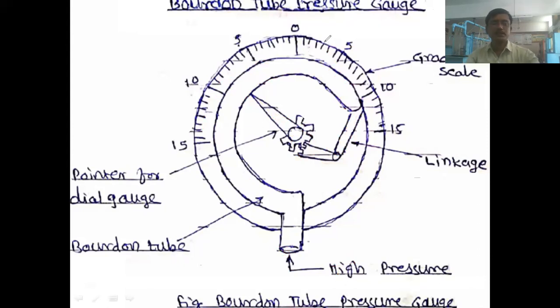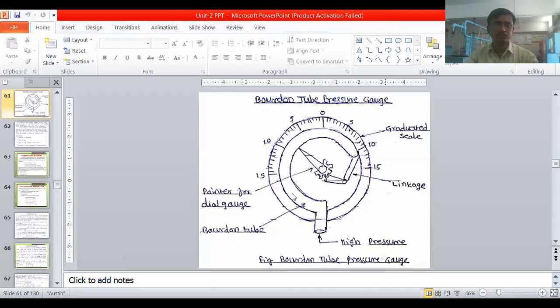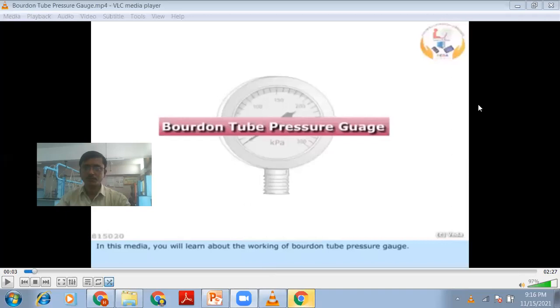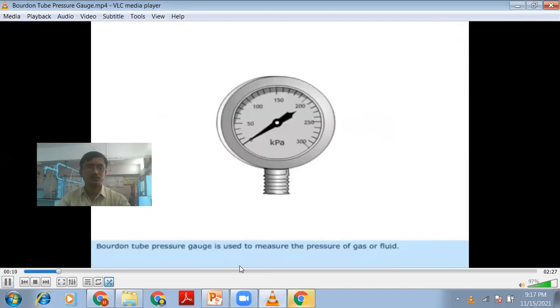It's a simple working that I will show you here through the video. In this video, you will learn about the working of the Bourdon tube pressure gauge. Is the screen visible to all? Yes. Is it visible to you? Yes, sir. The Bourdon tube pressure gauge is used to measure the pressure of gas or fluid.